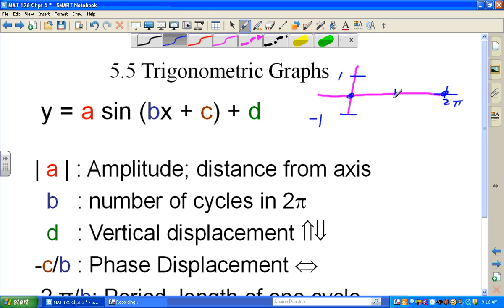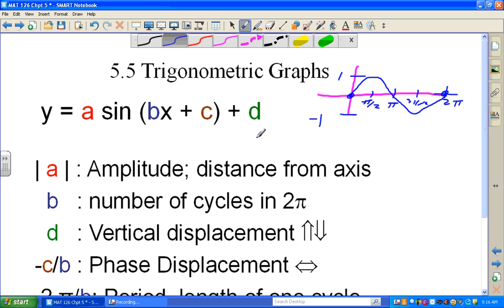So you always go halfway to get pi, halfway again to get pi over 2, halfway again to get 3 pi over 2. All right, those are your 5 critical values. You pick the zeros, the ones, the zeros, the -1s, and there's your sketch for one cycle of sine. Okay? So 3 pi over 2.